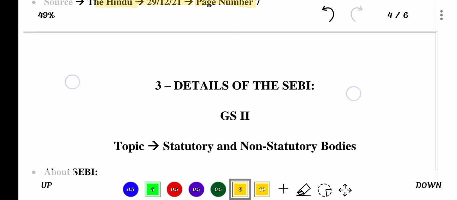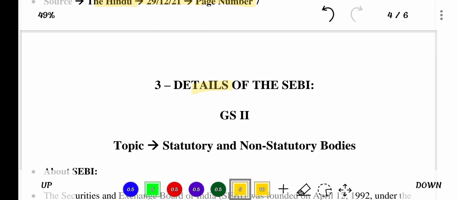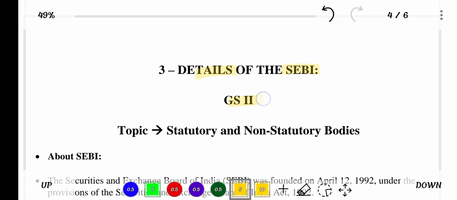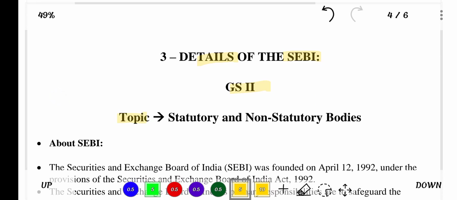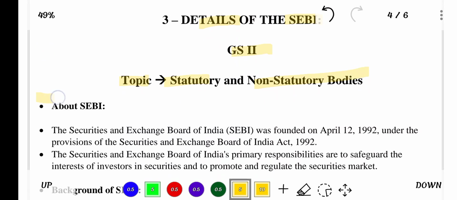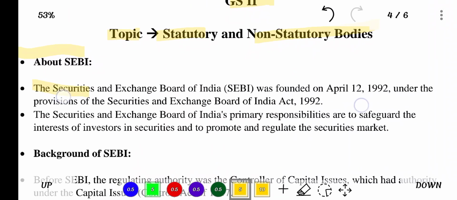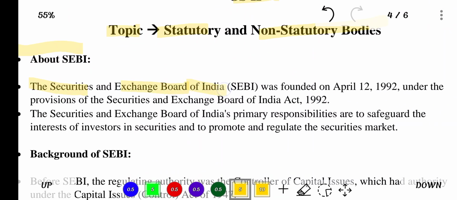So the next topic in news is details of the SEBI. It is from GS paper 2 and the topic is statutory and non-statutory bodies. So about SEBI, the Securities and Exchange Board of India, SEBI, was founded on April 12, 1992 under the provisions of the Securities and Exchange Board of India Act 1992.